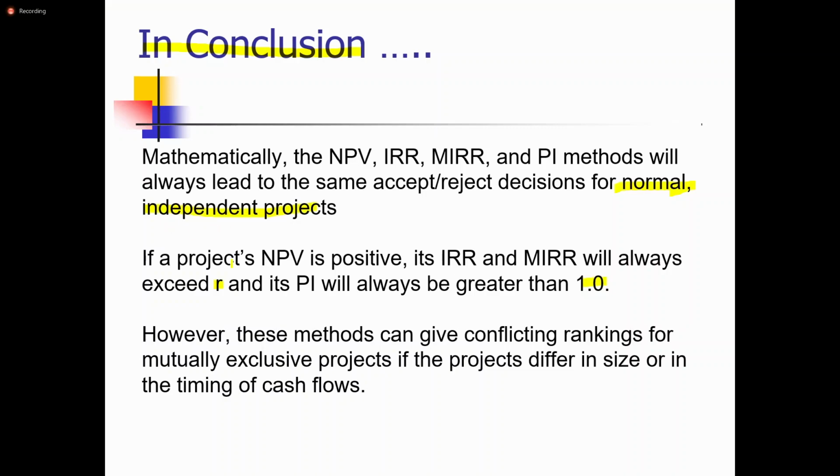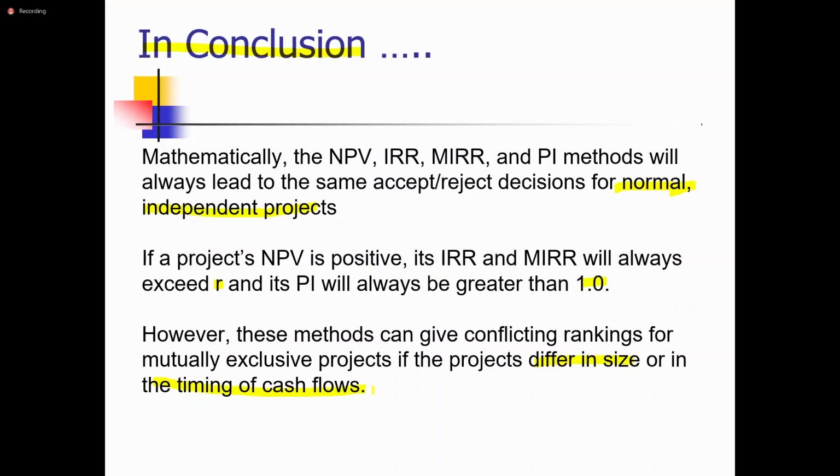However, for normal independent projects these methods agree, but they can give conflicting rankings for mutually exclusive projects if the projects differ in size or in timing of the cash flows. Say one project's investment is 1 million, another project's investment is 2 million. So if they differ in size, there may be a conflict. You can understand that there are a lot of things we have to discuss beyond this in capital budgeting, when the initial investment differs, how we apply these techniques.